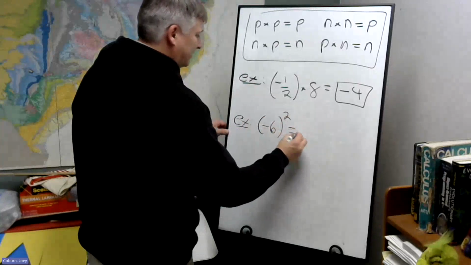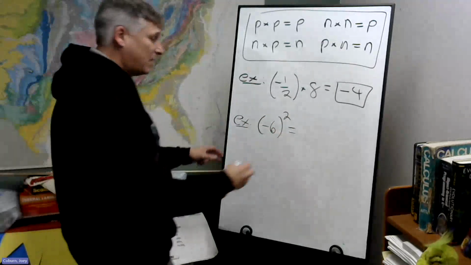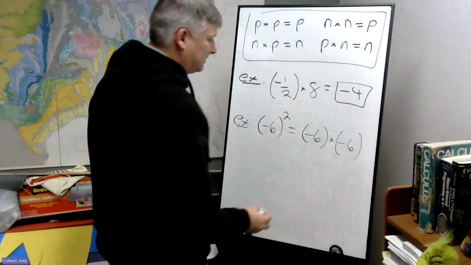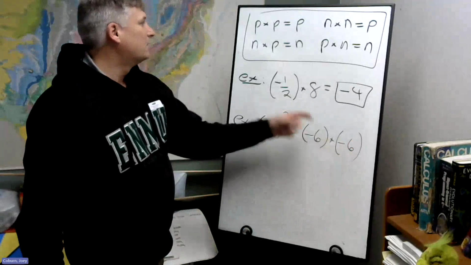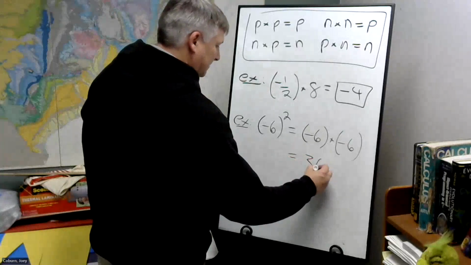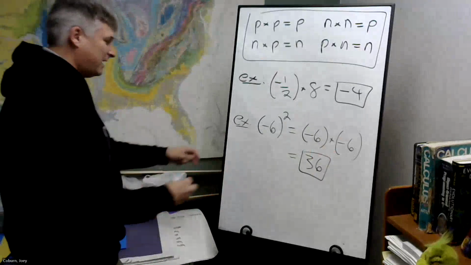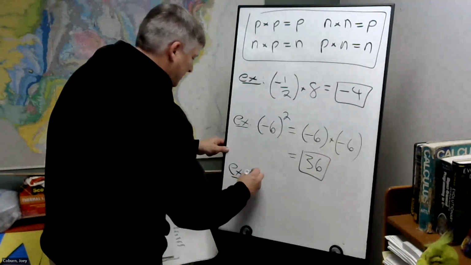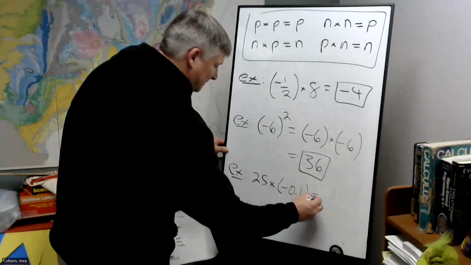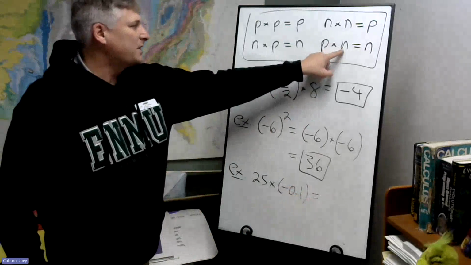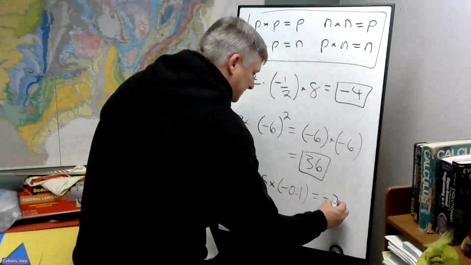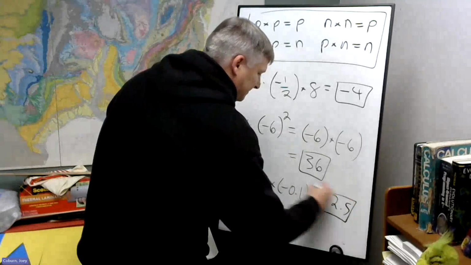Negative 6 squared. Well, this means a number times itself. So negative 6 times negative 6. Negative times negative. Well, negative times negative is positive. So this will be a positive 36. And if we have 25 times negative 0.1, well, positive times negative is negative. So positive times negative becomes negative 2.5.